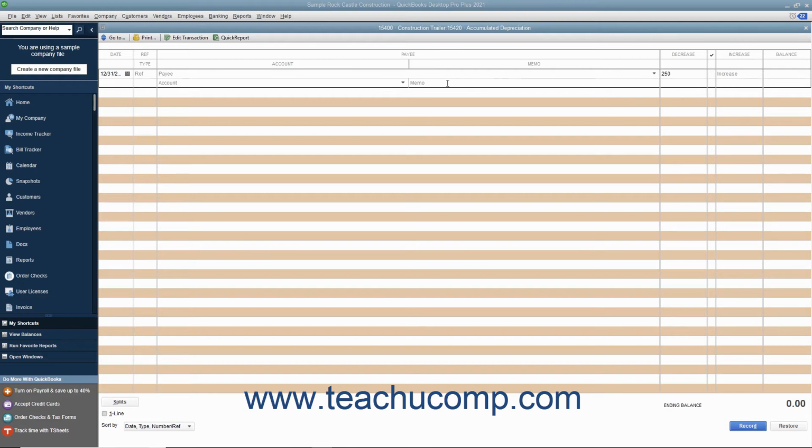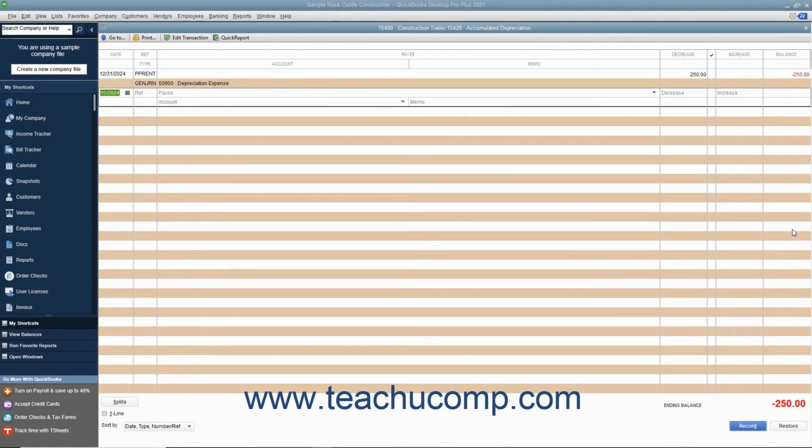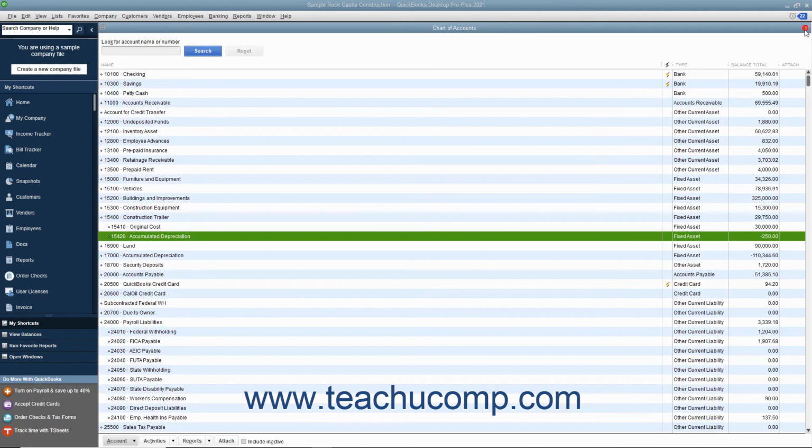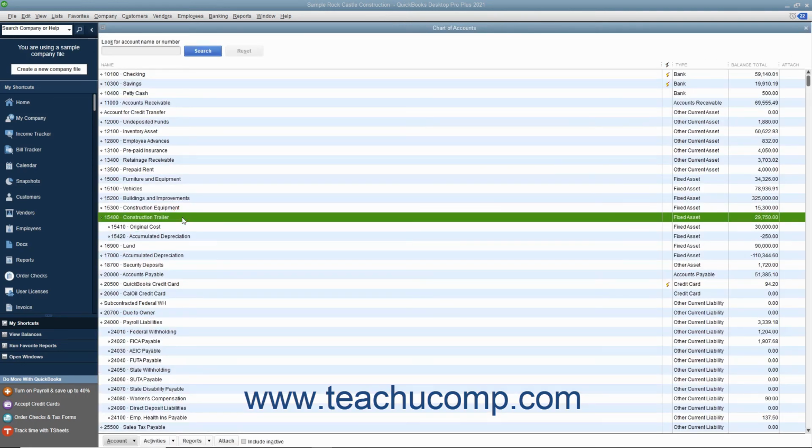The amount will then be attributed to an expense account, like depreciation expense. The accumulated depreciation subaccount will always have a negative balance, as it tracks the loss of value to the fixed asset, which is its parent account.